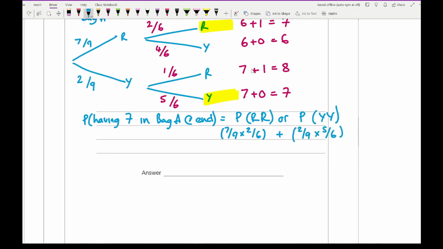And if I type that all into my calculator correctly or work it out, I'll end up with 14 over 54 plus 10 over 54, which gives me a total of 24 over 54, or I can simplify that to 12 over 27, which simplifies further to 4 over 9.